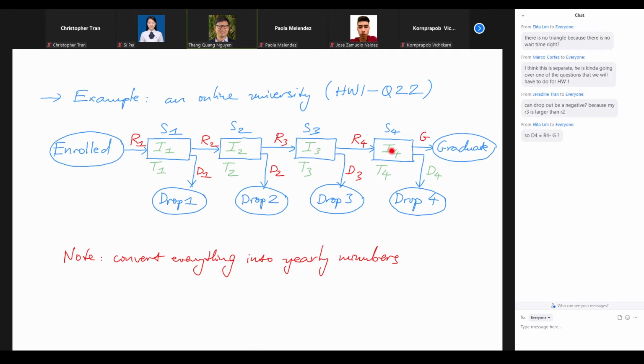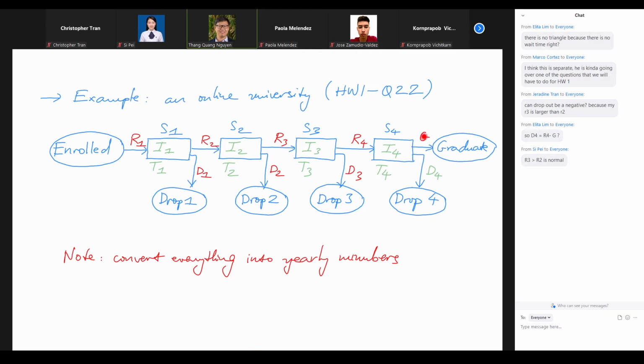Yeah, if you have anything, D4 is given, but you need to convert D4 into the yearly number, okay? So after you find D4, you take R4 minus D4, then you have the graduation.